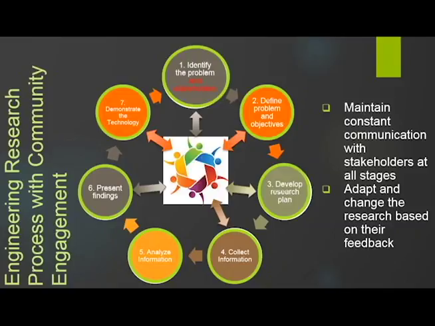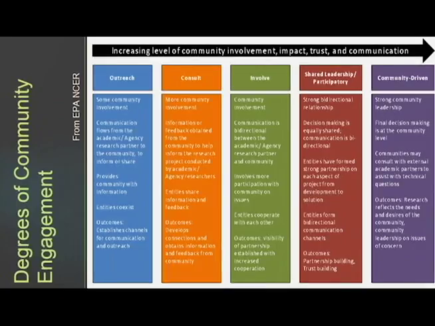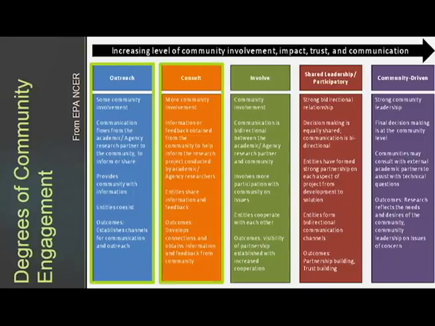However, as the EPA outlined in this diagram, there are different levels of community engagement, from outreach on the left in the blue, that may have been more of our traditional way of community engagement, which is we identify the problem, we develop the research plan and conduct the analysis, and then we may present the findings to the broader research community.